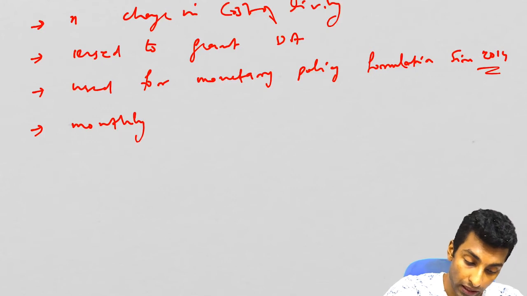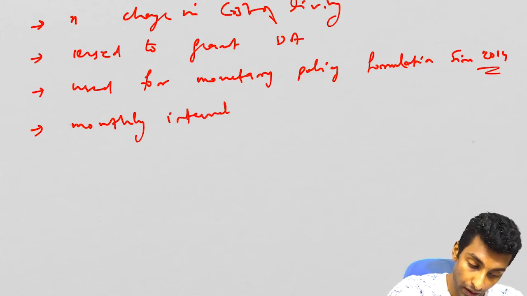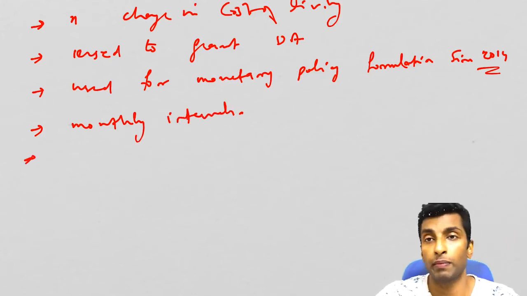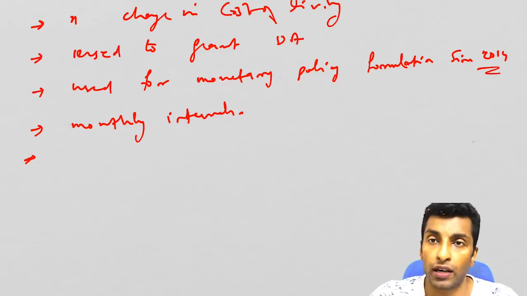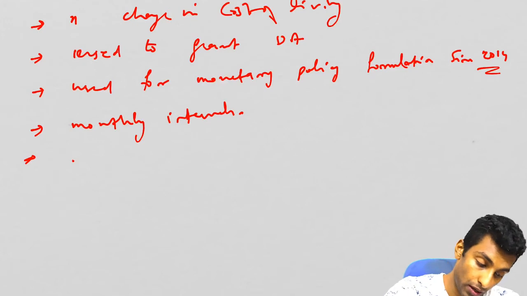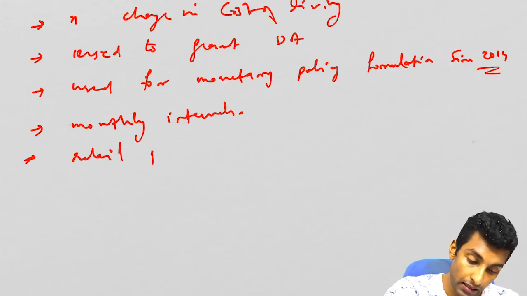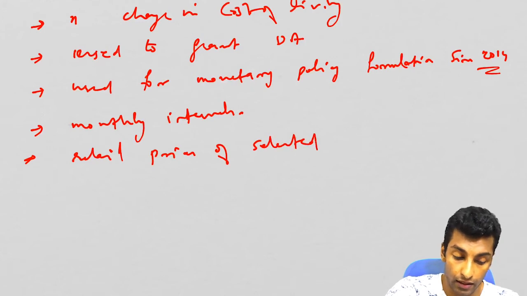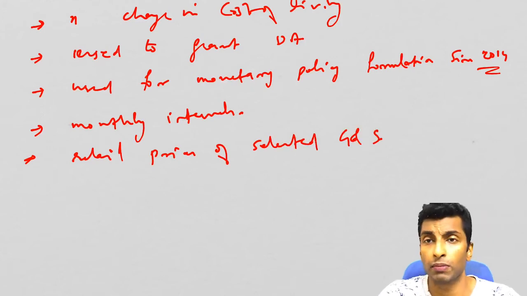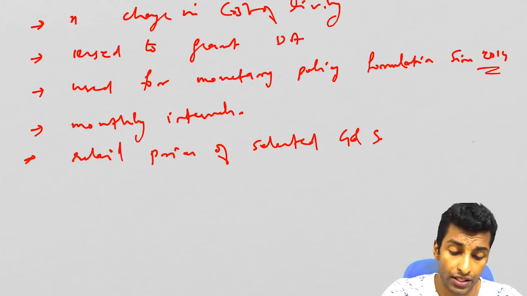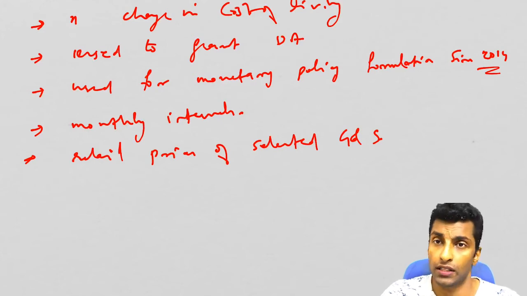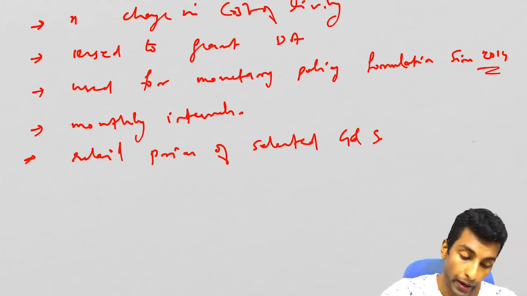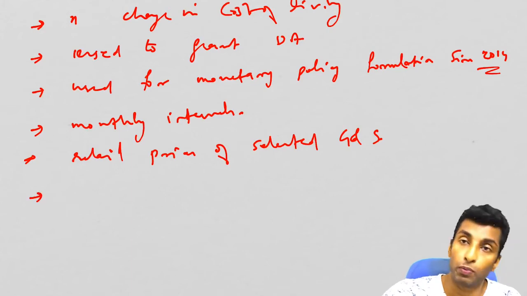Estimated on monthly intervals. It is based on wholesale price or retail price. Wholesale price we already understood, so here it is based on retail price of selected commodities. Okay, so retail price of selected goods and services. It is impossible to take all the goods and services, so for essential or selected goods and services, we use the method of sampling. Okay, so it is estimated for 4 group of consumers.